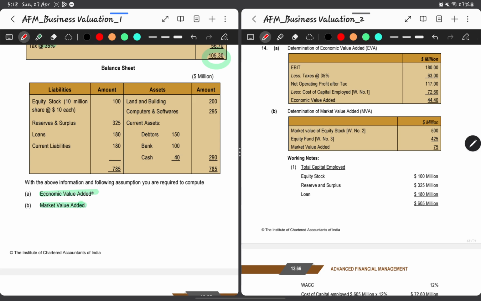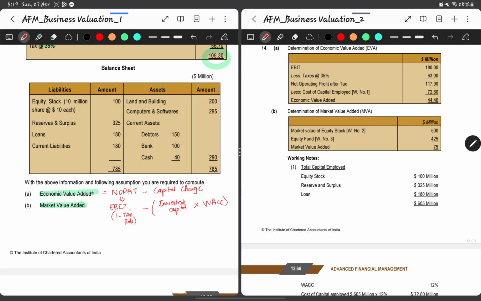Economic value added is nothing but NOPAT minus capital charge. NOPAT is nothing but EBIT (1 minus tax rate), net operating profit after taxes. The capital charge is nothing but invested capital, or the total capital, multiplied by weighted average cost of capital.